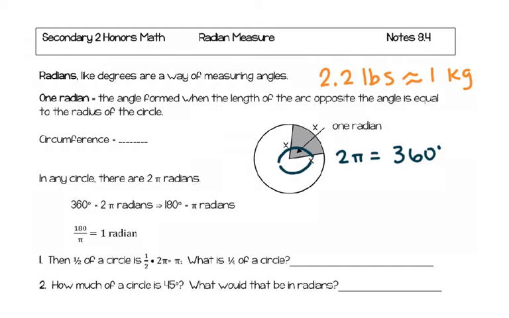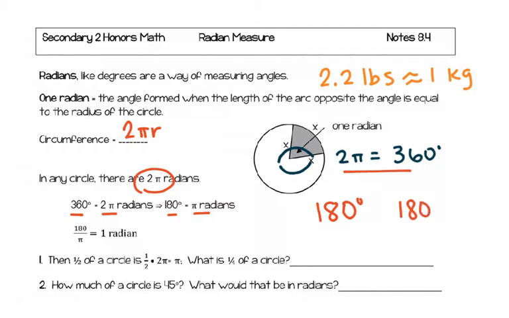Now, reviewing, the circumference of a circle is 2 pi r. That's the formula for the circumference of a circle. This first part of the lesson is just putting a couple of things together. In any circle, there are 2 pi radians, which means 360 degrees is equal to 2 pi radians, and 180 degrees is equal to pi radians. You need to make sure you understand that if we say 180 degrees, that's different than just saying 180. If you just say 180, you're talking about radians.